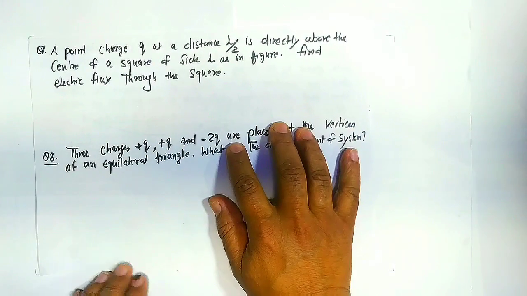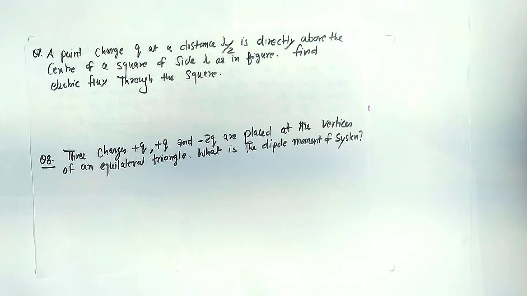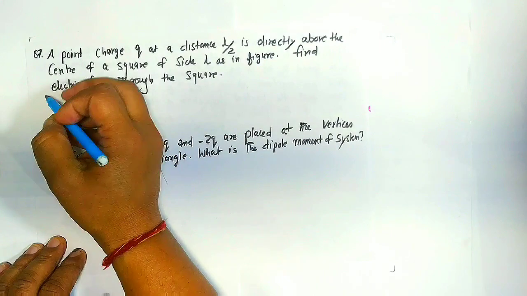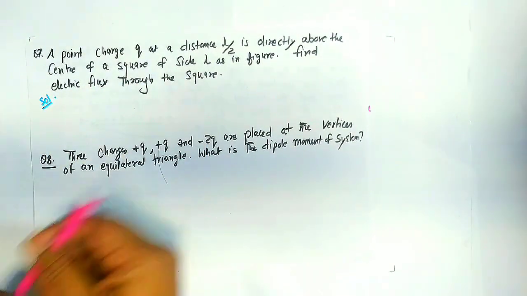Now the next one is questions 7 and 8, and we are going to discuss it. A point charge Q is kept at L by 2 directly above the center of a square of side L. We have kept it at L by 2 directly above the center of the square. Find the electric flux. Very simple, how are you going to find the electric flux? So there is a concept.